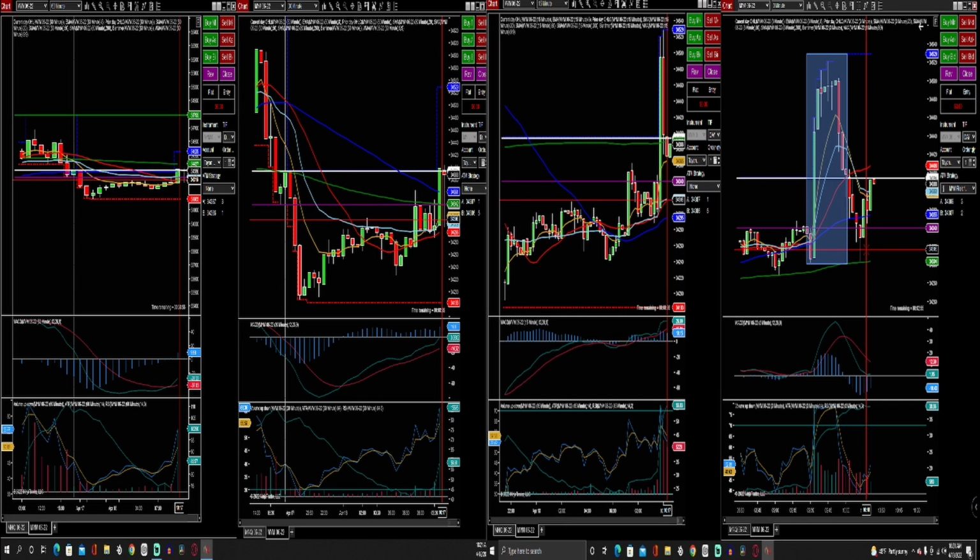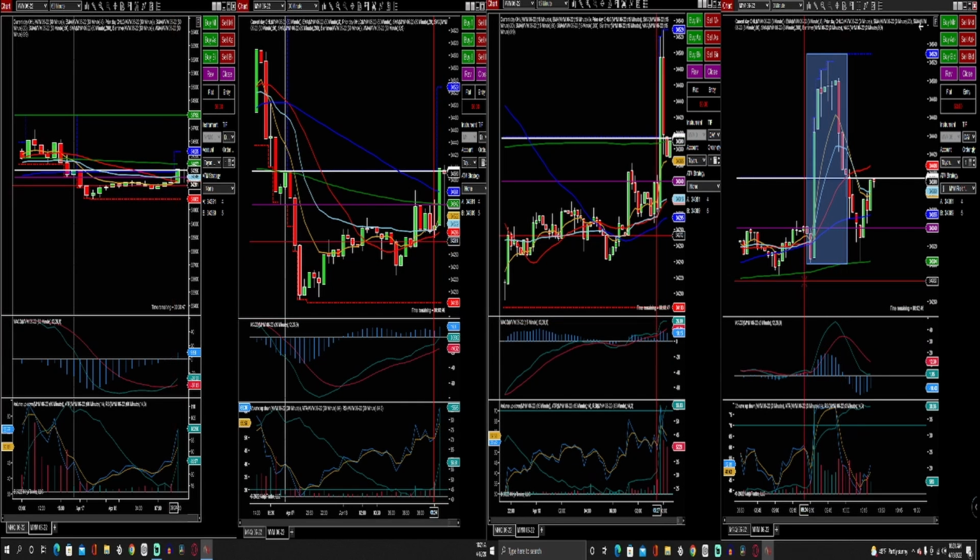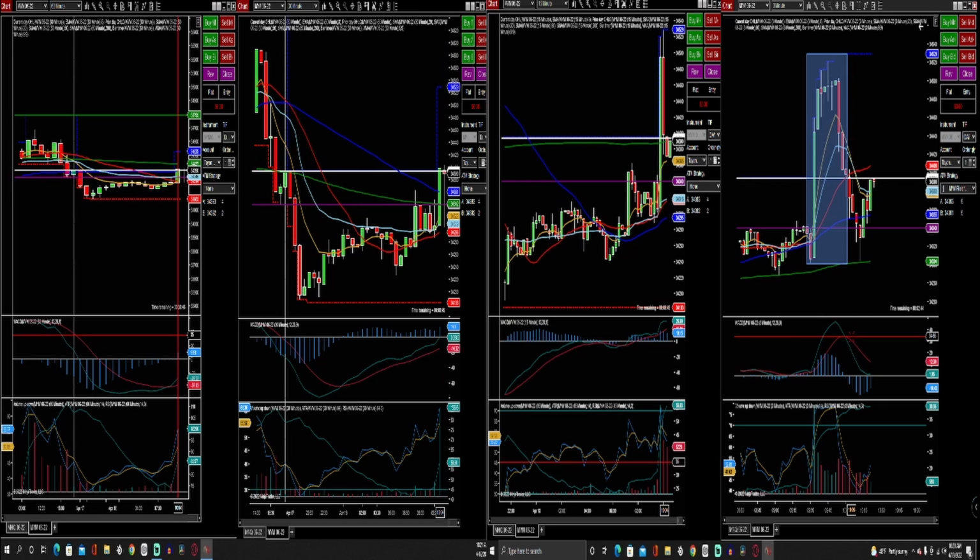Okay, what I'm looking for here right now is for the market to break out of the box, either up or down, to give me some kind of indication of where the market's going to be trending. The area that I highlighted is the first 30 minutes of the market since market open.